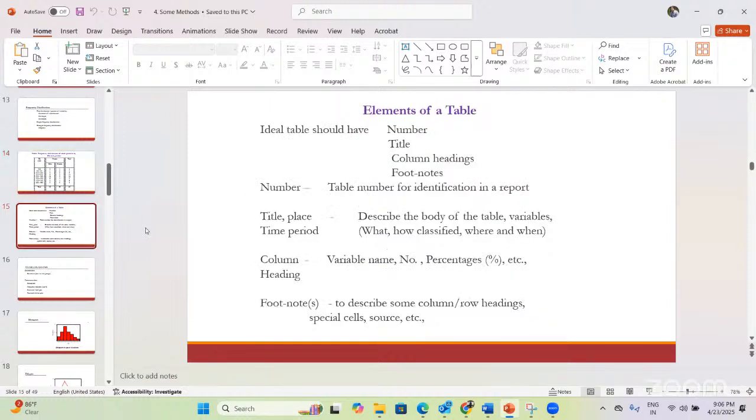That is elements of a table. So what should a table have? Number, title, percentage, how much the range. This is what we need in a frequency table. Next slide.